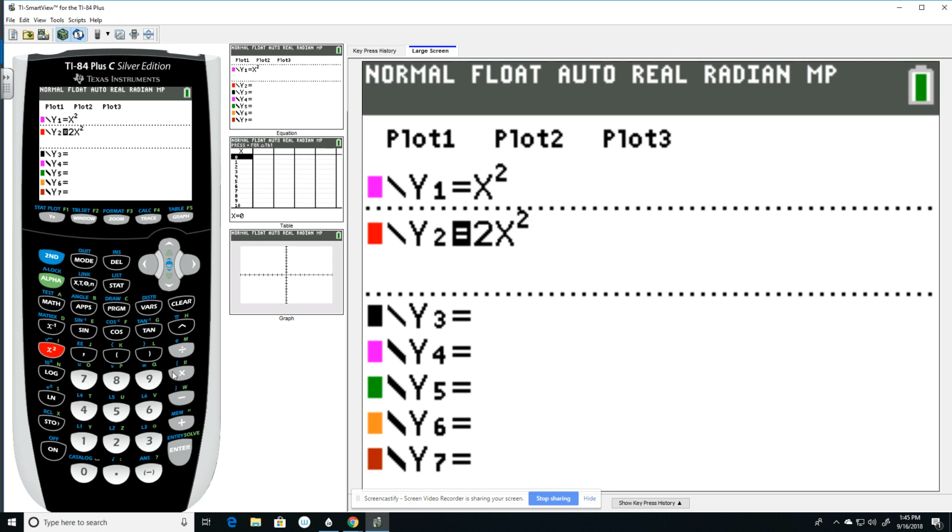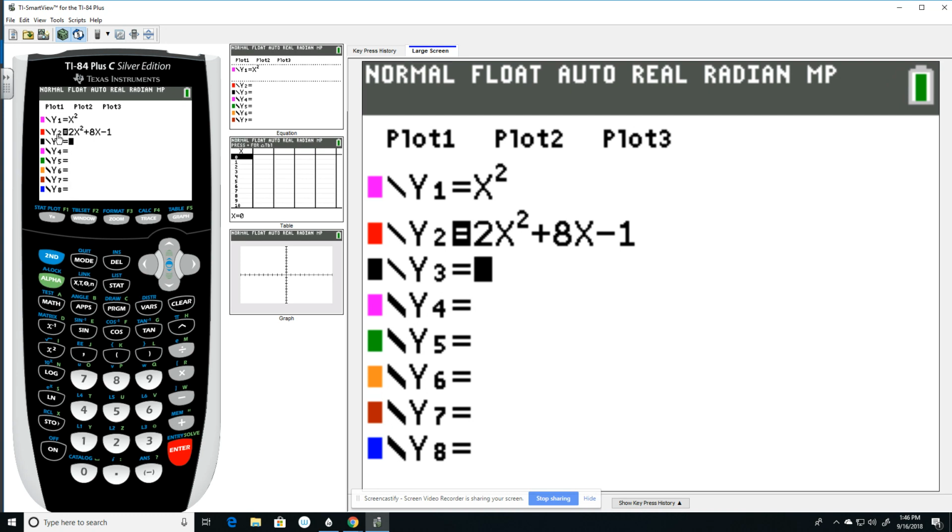And then I'm going to add 8x. So I hit 8 and then the x button again, and then I'm going to subtract 1. So all I do is type in the function just like it showed me on my example. Y equals 2x squared plus 8x minus 1.